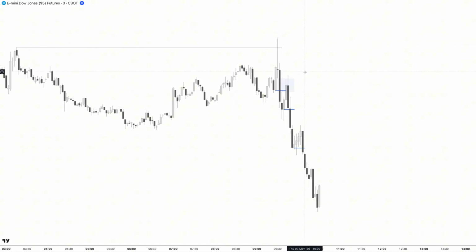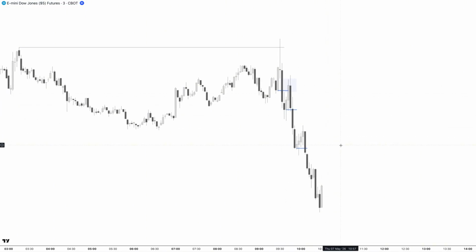Then what are we seeing? Expansion signatures, right? We're seeing shallow retracements in price, opposing candles supporting price, gap supporting price. This is exactly what we want to see.